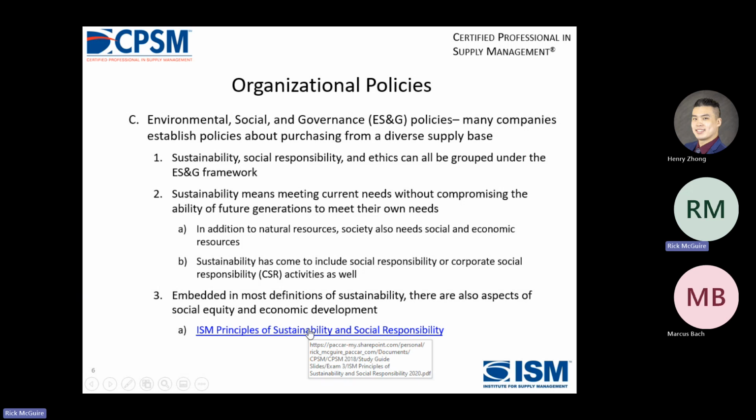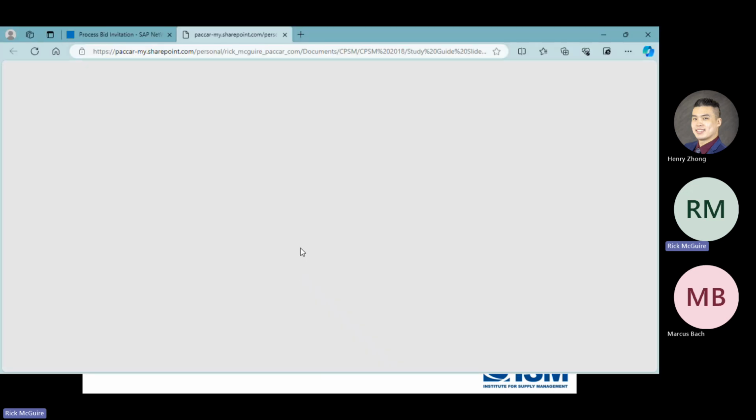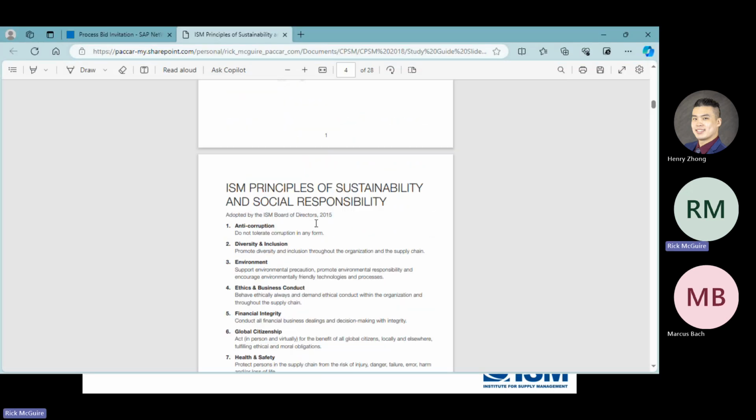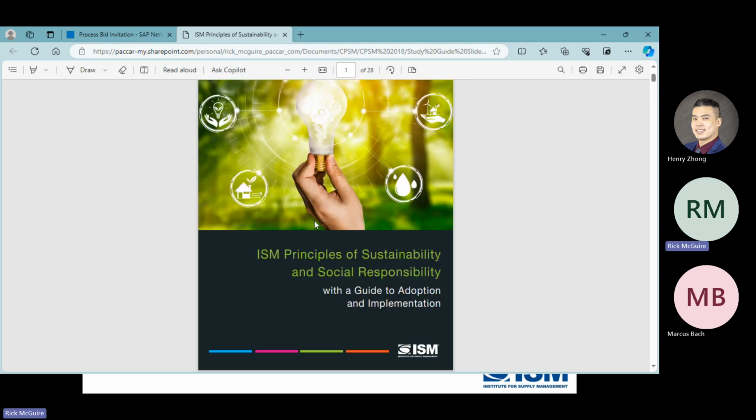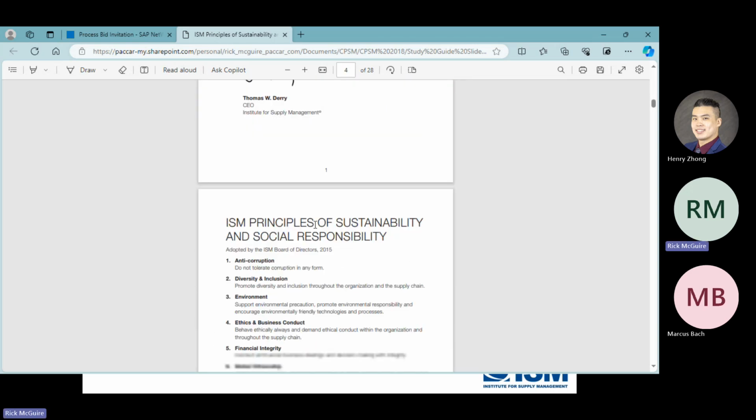And I think we've seen this a time or two, the ISM principles of sustainability and social responsibility. There's 11 of them.